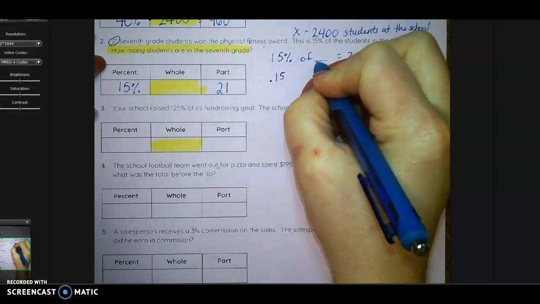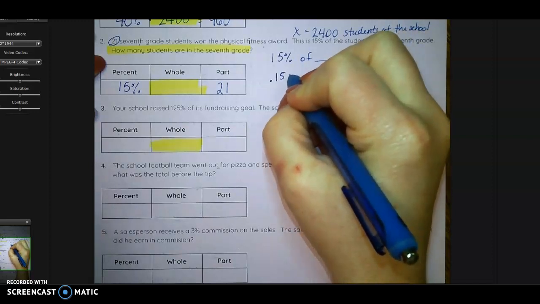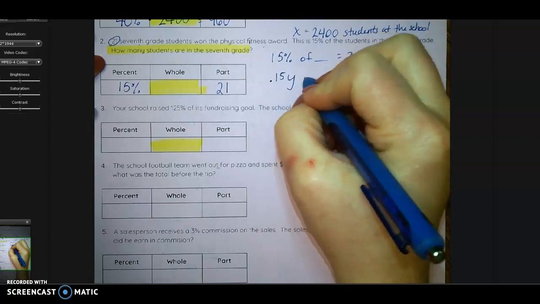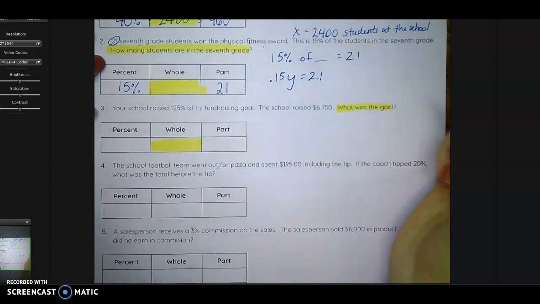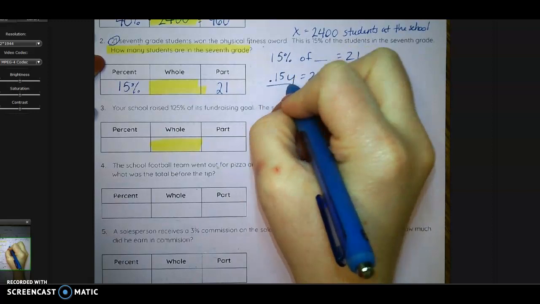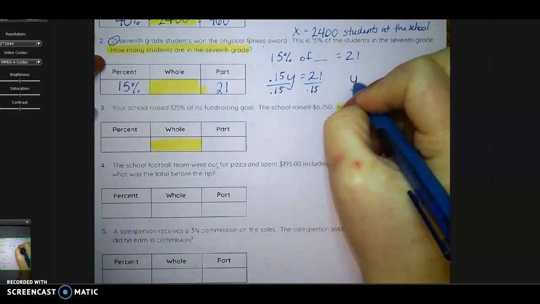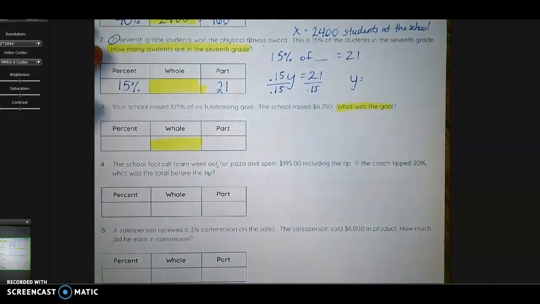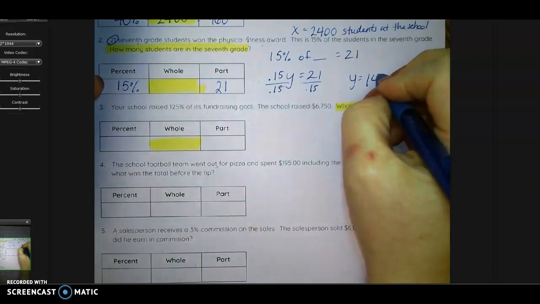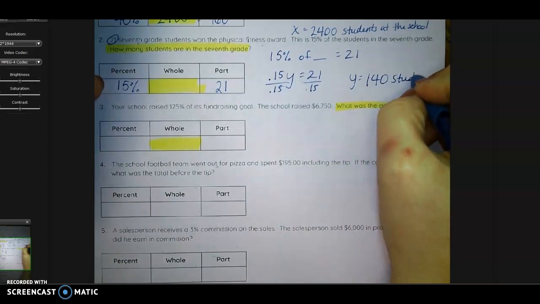Change it into a decimal. Since I don't know what that is, I know I'm multiplying by a variable. And you can make it whatever you want, so I'm just going to use y. I'm multiplying, so I need to undo that by dividing. So when I do that, I find that there's 140 students in the 7th grade.